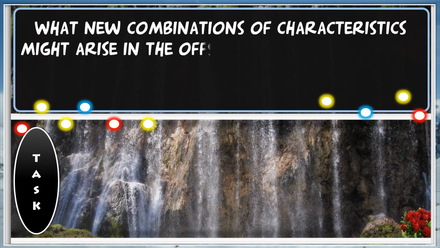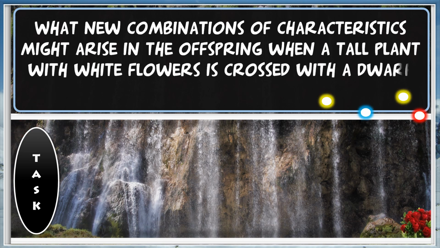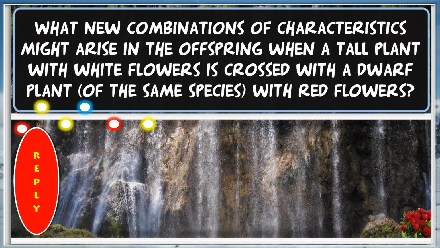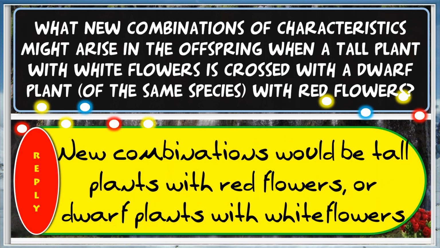What new combinations of characteristics might arise in the offspring when a tall plant with white flowers is crossed with a dwarf plant of the same species with red flowers? New combinations would be tall plants with red flowers or dwarf plants with white flowers.